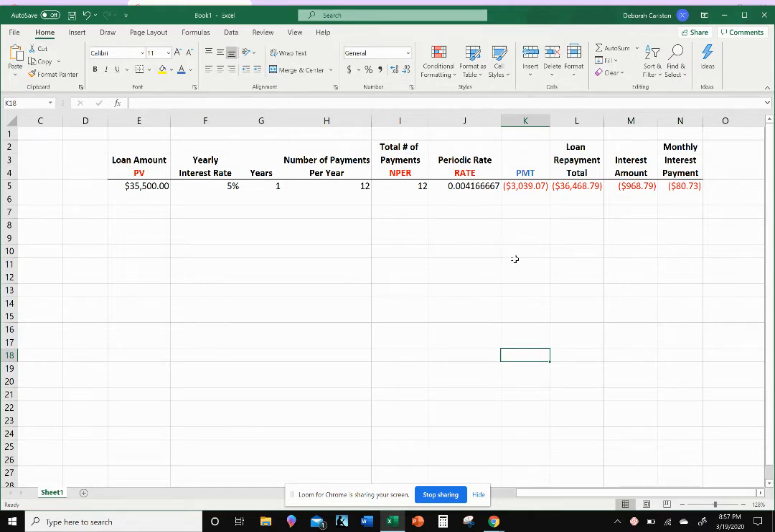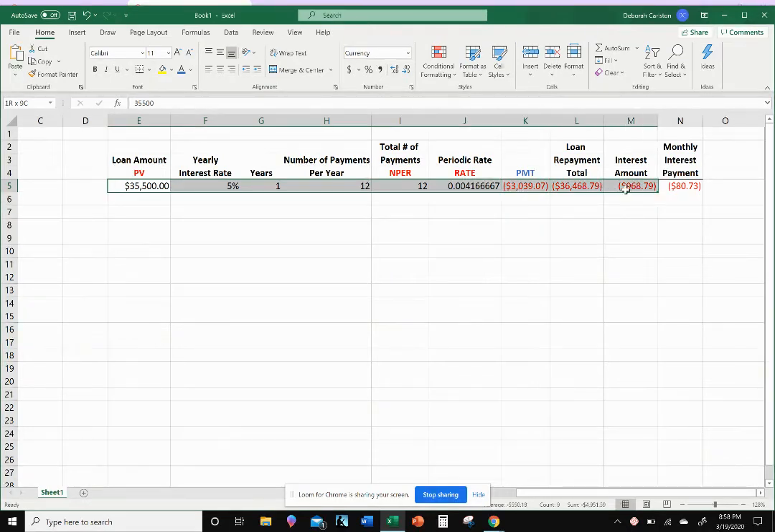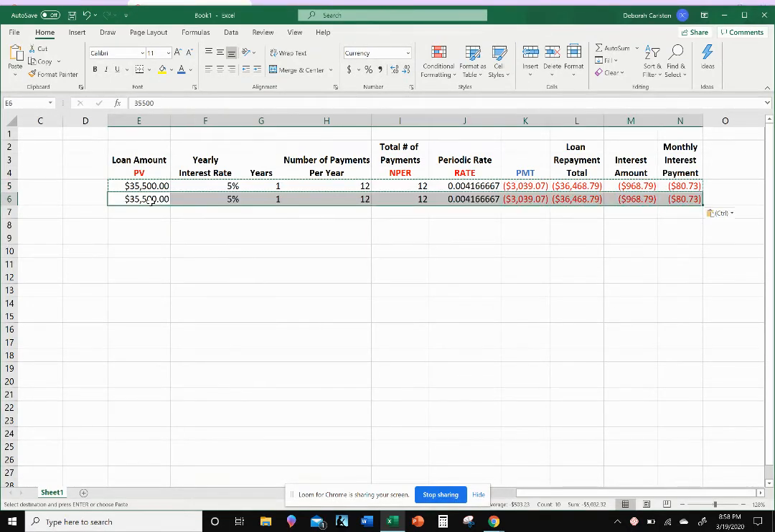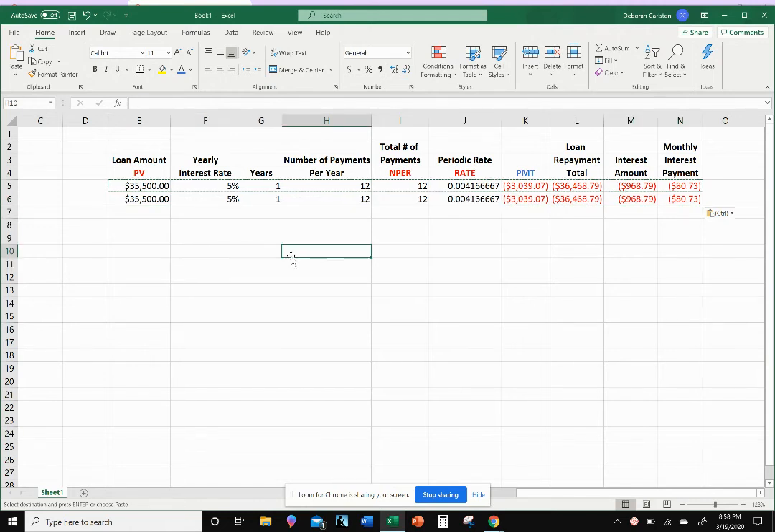Let's say though that for me a $3,039 payment is really high, and I worry about my lemonade business being able to do that after a few months. I may not be able to do that because maybe I'm losing money at the beginning of the year or whatever reason. So the neat thing about using cells is I can just copy this, Control C, Control V, and I can change the information.